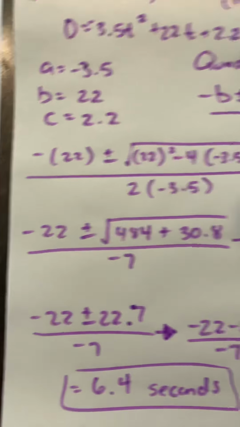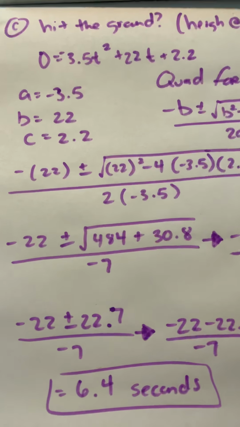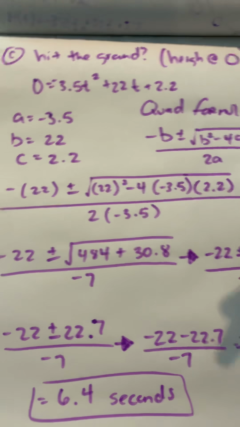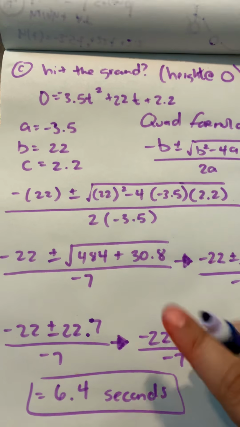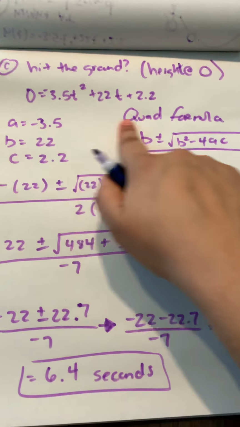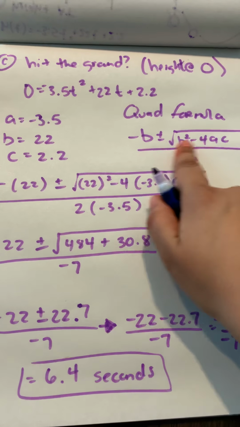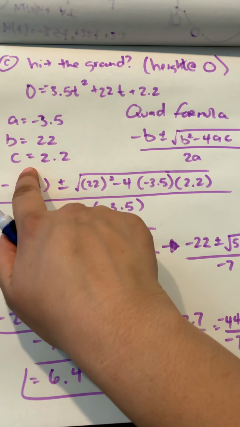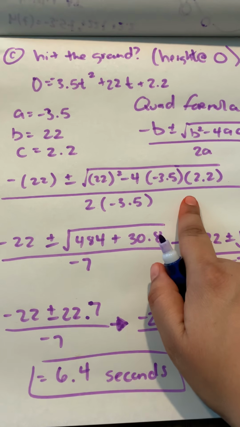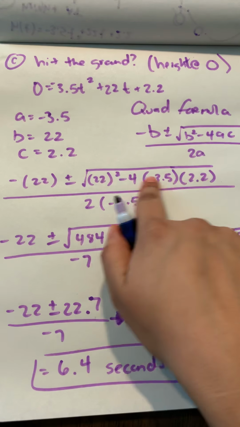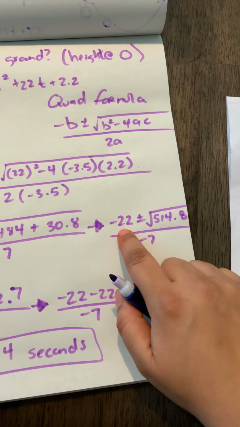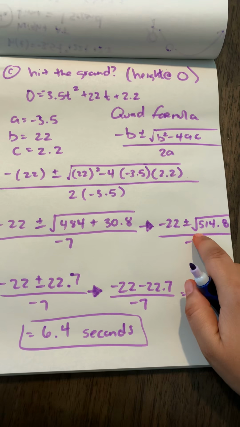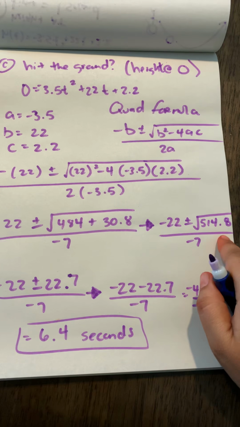And then the very last one, when will it hit the ground? Remember that means that the height is at 0. So setting the whole equation equal to 0. So once again, using the quadratic formula, here it is. I labeled out what a, b, and c are. Plug them into the quadratic formula. Use calculators for this part, please. So I got negative 22 plus or minus the square root of 514.8 divided by negative 7.